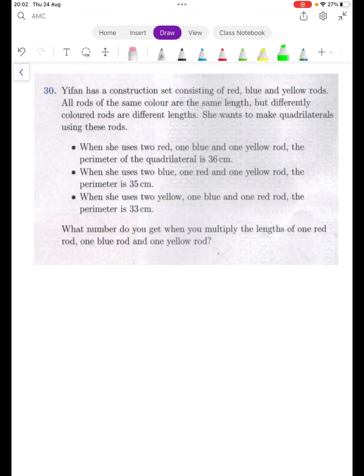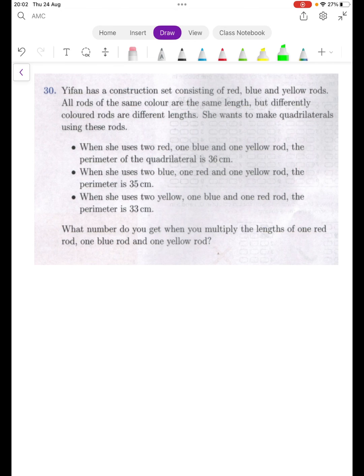All right, question number 30, moving on to the last question of AMC 2023. And this question is worth 10 marks. And this is supposed to be the hardest question on the paper. But actually, I felt this year the question was not so tricky as it had been in the past years. And it's very interesting as well.